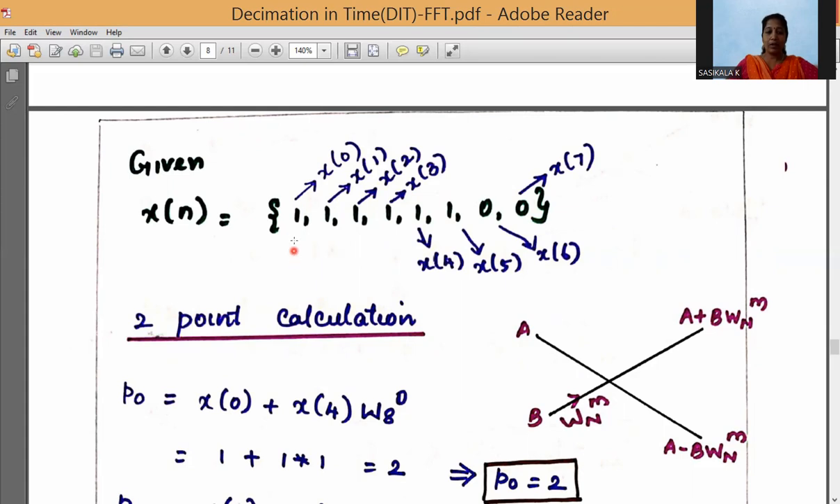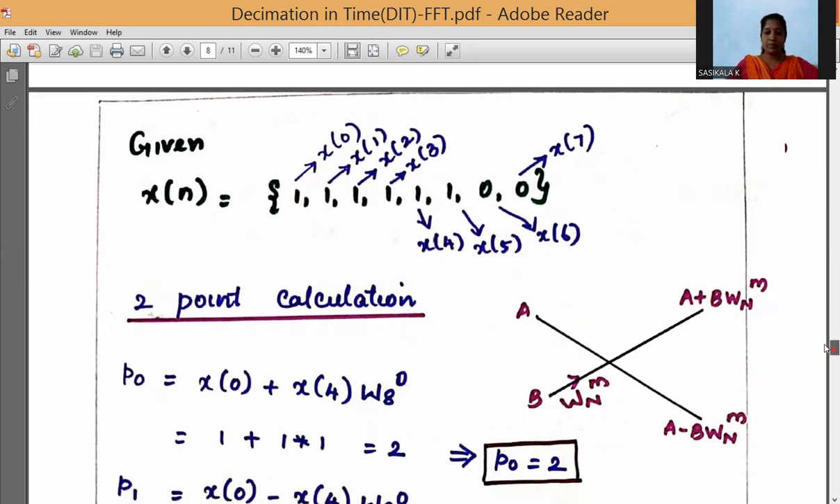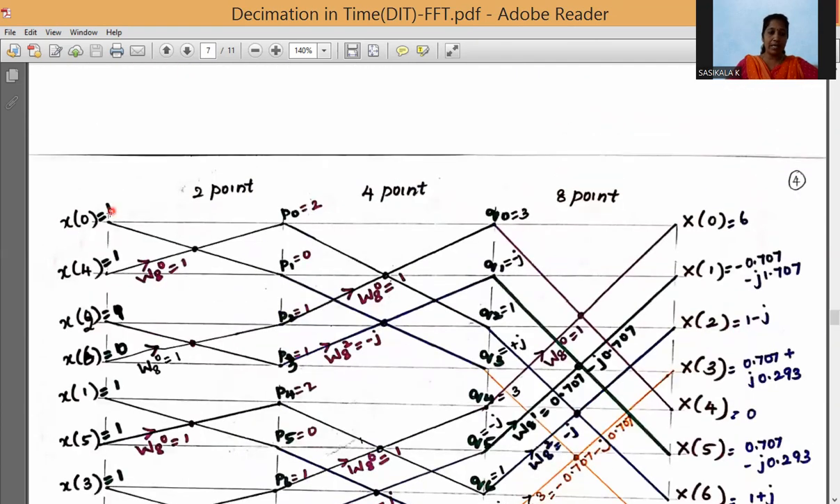If the arrow mark is represented, then we have to take that as n is equal to 0. If nothing is mentioned, by default you have to take the first number as x of 0. Okay, so this is x of 0, x of 1, x of 2, x of 3, x of 4, x of 5, x of 6, and x of 7. Now what is the value for x of 0? So x of 0's value is 1. So substitute x of 0's value as 1.